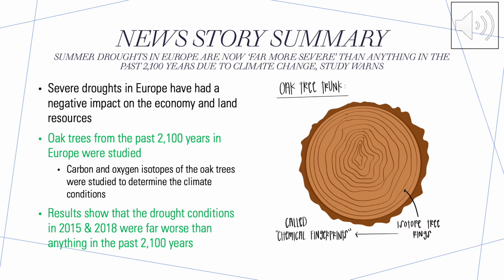Oak trees from the past 2,100 years were studied in Europe. This form of testing was used because in previous experiments, data had been limited to only temperature. However, through this type of data collection, it allowed the presence of a drought or excessive precipitation and other weather conditions to be observed. In order to determine the type of climate that was present in history, carbon and oxygen isotopes on oak trees were studied.